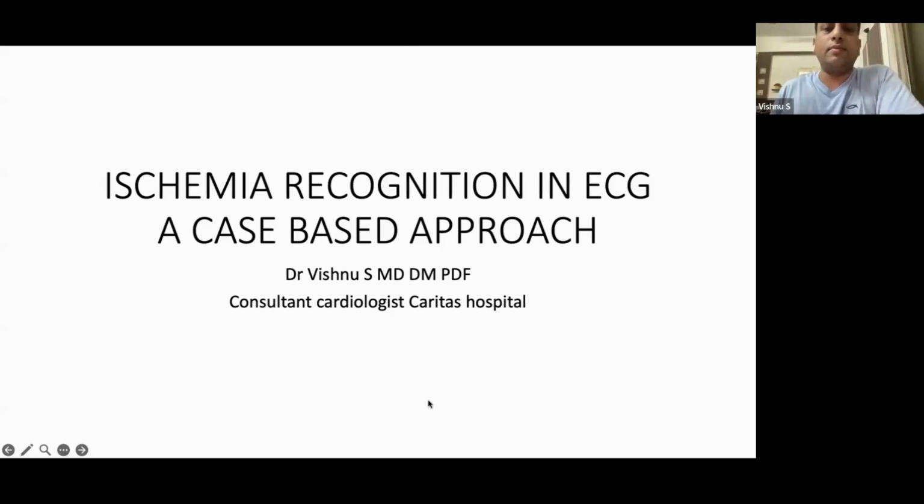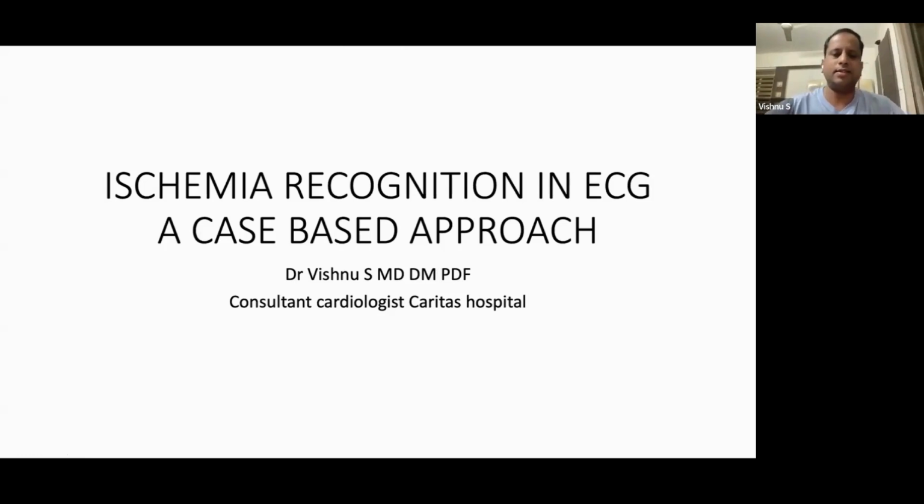Today we will be discussing ischemia recognition in ECG. It will be fully ECG based. In the interactive session, participants can try to identify the ECG and see the abnormalities. Finally, we will correlate everything and come to a diagnosis. You don't have to tell the diagnosis after seeing the ECG. You can just try to read it stepwise and then arrive at a diagnosis.